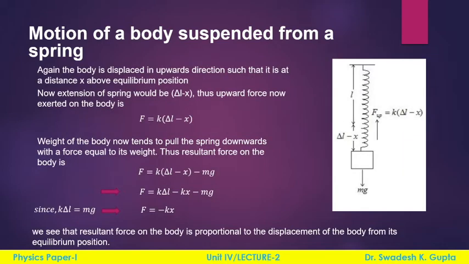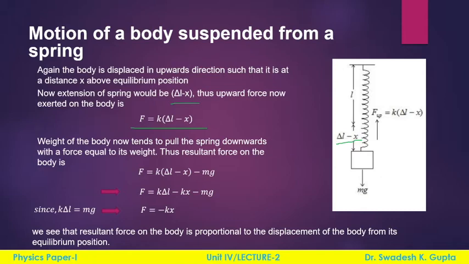Now if we hold the load at an upper position so that the increased length is now delta L minus x, then the upward force exerted on the body will be F is equal to K times (delta L minus x), because now the extended length is only delta L minus x.